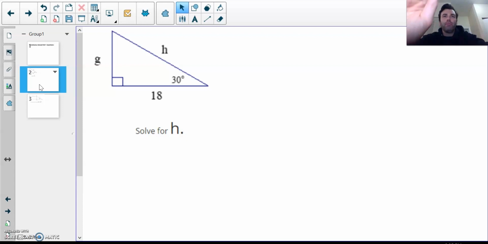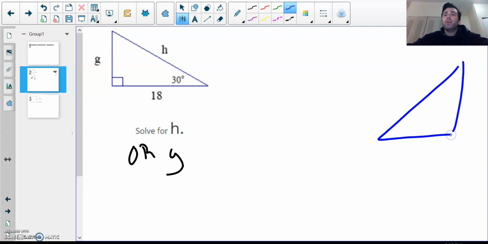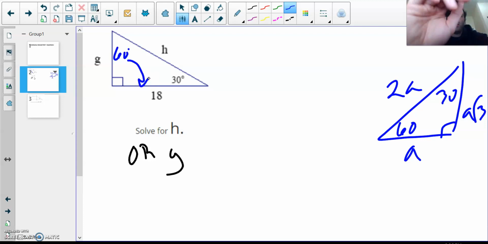This problem was a very commonly missed question, whether it was for G or for H. Here's the deal. Remember our 30, 60, 90 triangles. This is my A, this is A root 3, and this is 2A. Technically, the missing angle is our 60-degree angle, which makes 18 across from 60 degrees, which makes this my A radical 3 side.